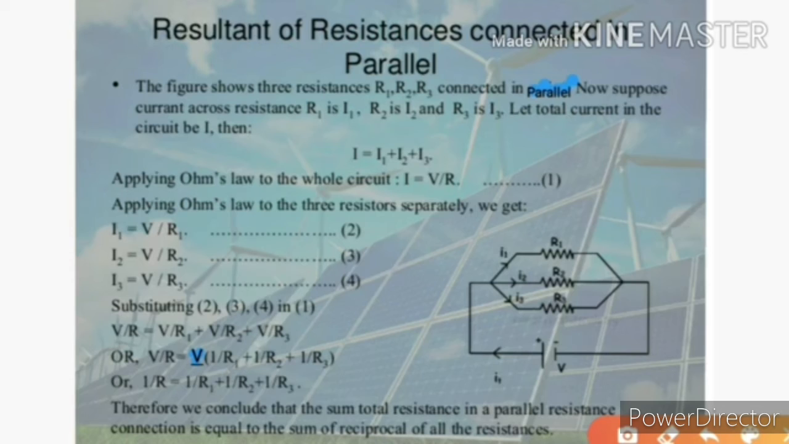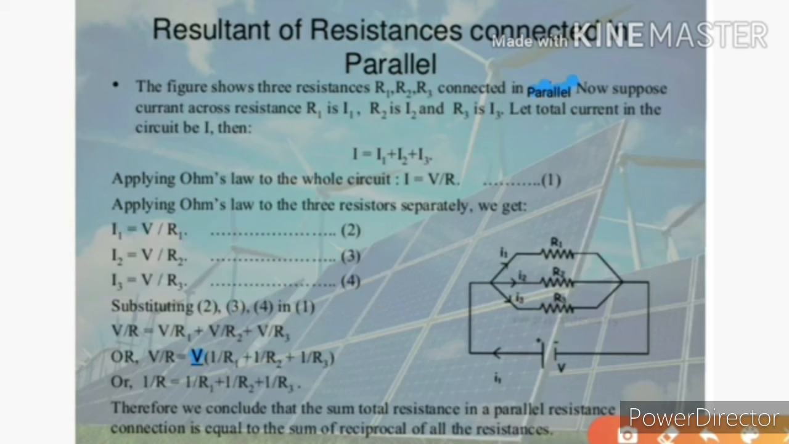So I is equal to V upon R. V upon R is equal to I1, put the value V upon R1, plus I2, V upon R2, plus I3, V upon R3. Now take V common, so V upon R is equal to V times the bracket 1 upon R1 plus 1 upon R2 plus 1 upon R3. V cancels out with V. Then it becomes 1 upon R is equal to 1 upon R1 plus 1 upon R2 plus 1 upon R3.